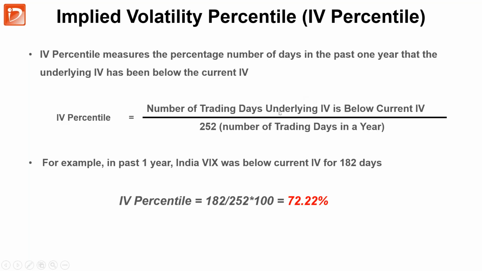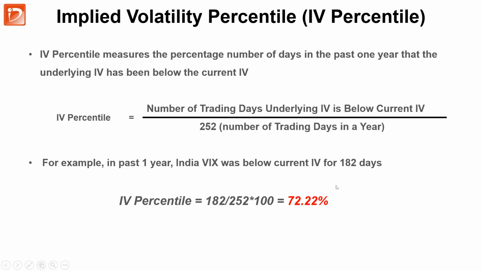If you look at the formula, it is the number of trading days the underlying IV is below the current IV, divided by the total number of trading days. For example, in the past 1 year, with the current India VIX at 28.6, the India VIX was below the current IV for 182 days. So 182 divided by 252, times 100, will give you the IV percentile.